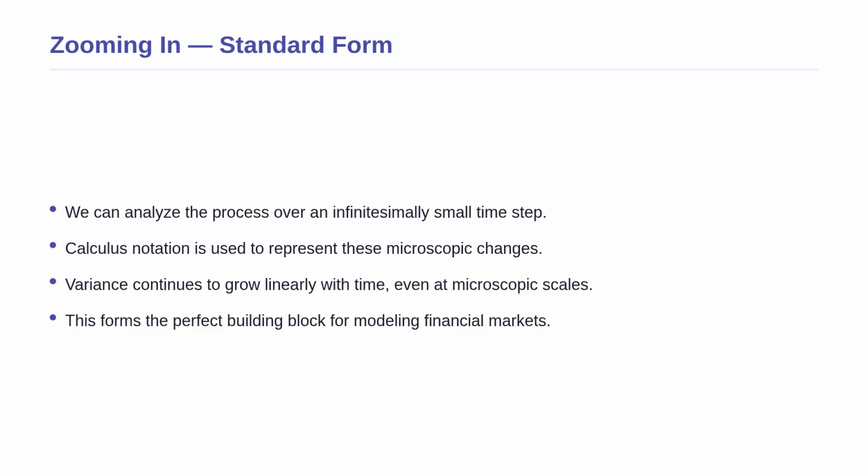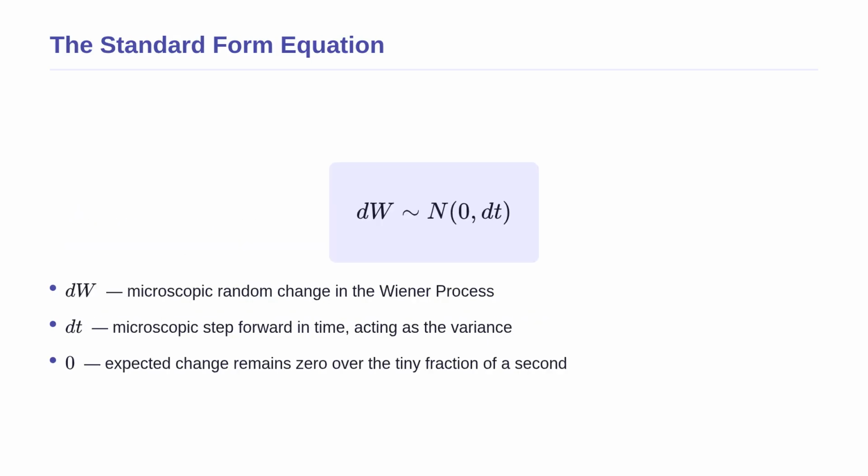By applying calculus concepts, we can describe microscopic steps forward in time and the corresponding microscopic random changes in the process. Because the process is continuous but random, these tiny steps still follow a normal distribution, making this the perfect building block for modeling financial markets, where uncertainty grows steadily. Here is the mathematical representation of that microscopic step we just discussed.